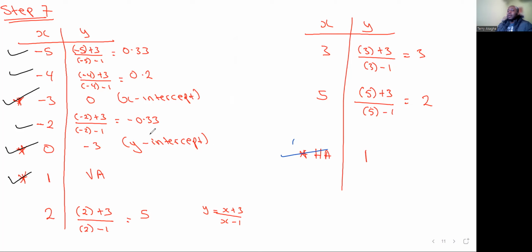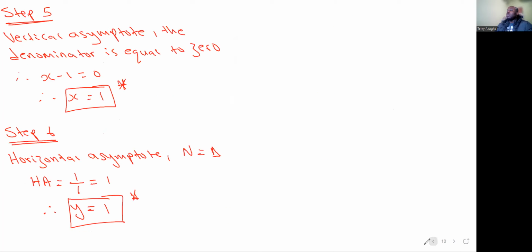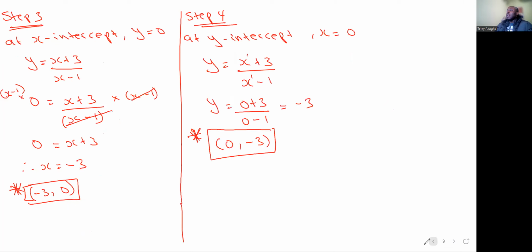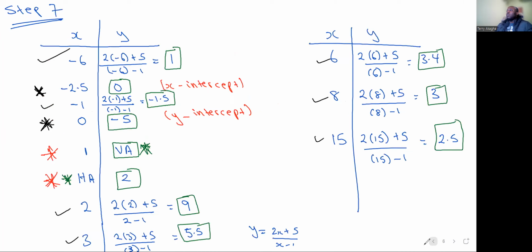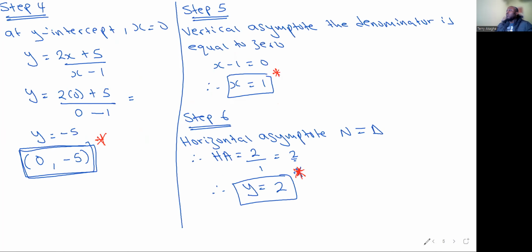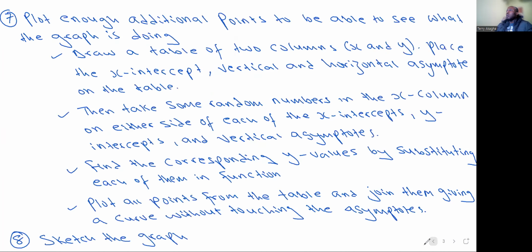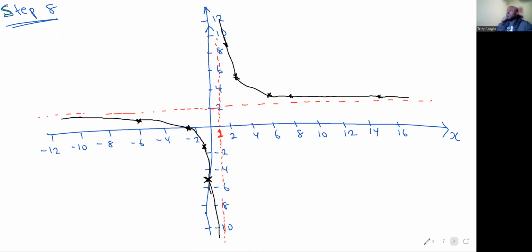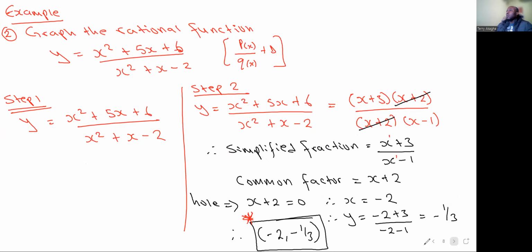-2 and -0.33. So yes, I forgot to do something. Now in this example, we have a hole, right? Where was the hole? We forgot to plot the hole. Where is the hole for this question? The hole is at what point? We have it as O. Thank God. So this is it here. So we have a hole at -2 and -0.33.